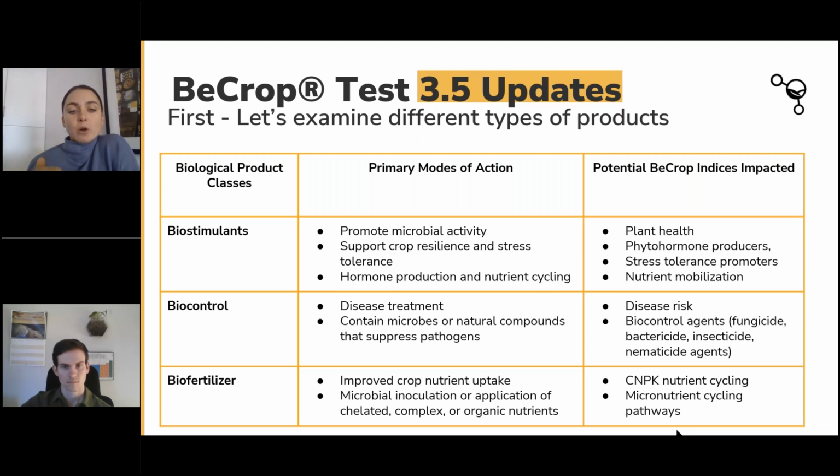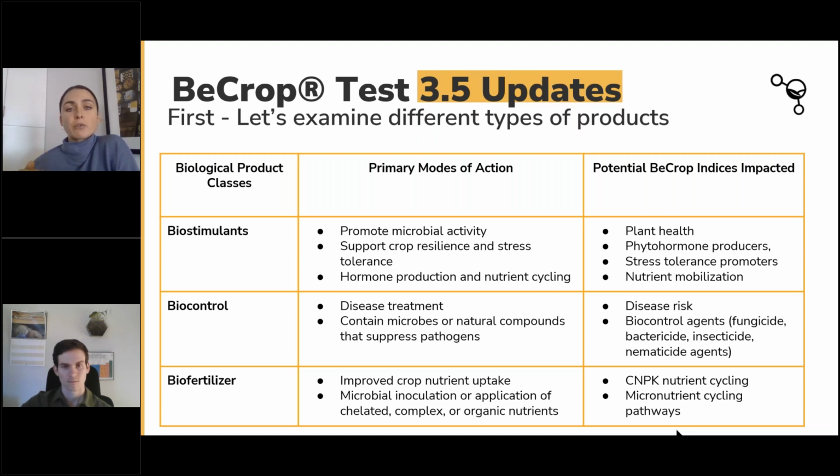So then we have biocontrol agents. There's a lot of biofungicides out there, but they're really designed for disease treatment. Sometimes they either contain actual microbes that are naturally predatory to the pathogen, or they're natural compounds like terpenes that will suppress the pathogens.